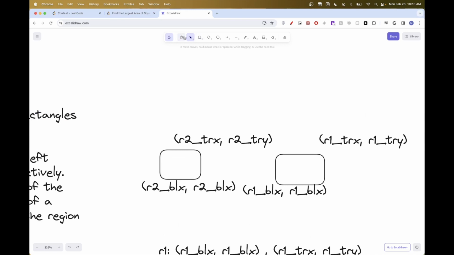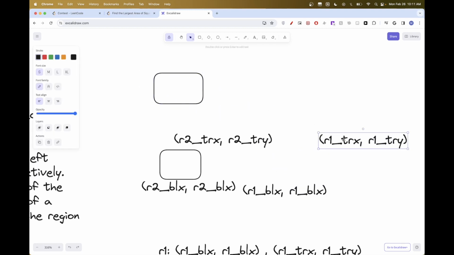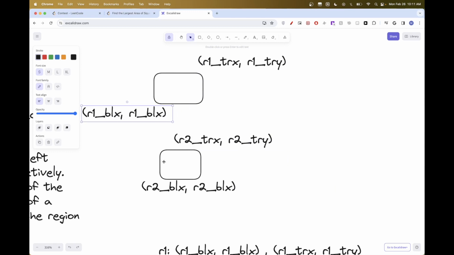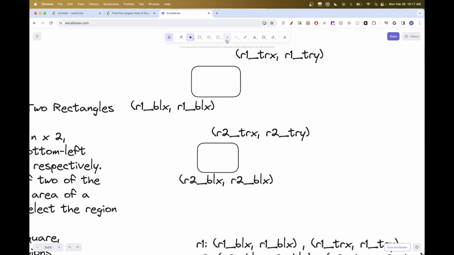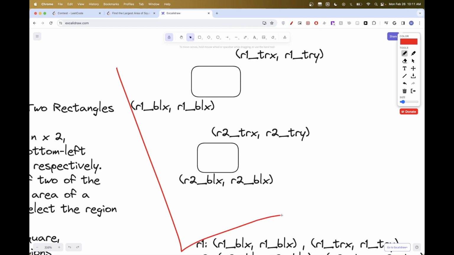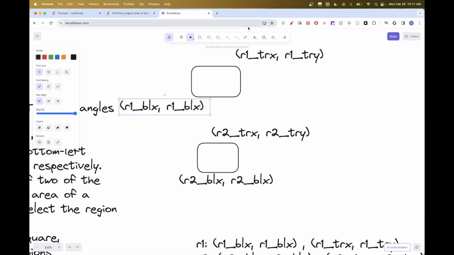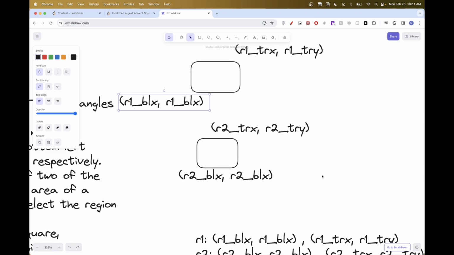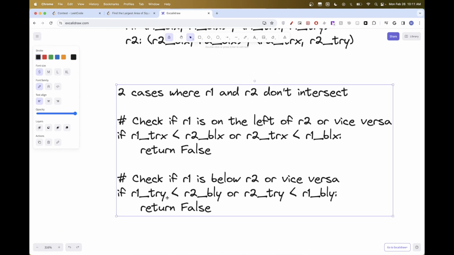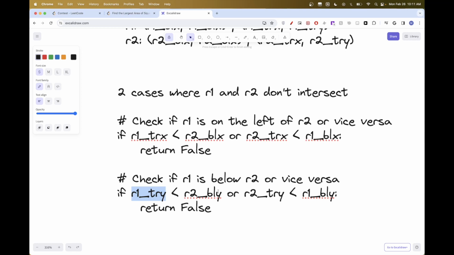Okay, so now we do a similar check, but for the top condition. So this would be like this, and this would be like this. Now when we are checking if one of them is below the other, we are checking only the Y values, right? So let's say we have something like this for the Y values. What conditions tell us that one is below the other? So either R1 TRY is smaller than R2.